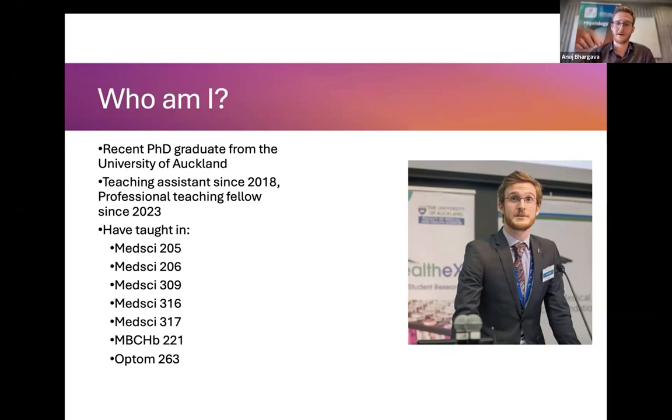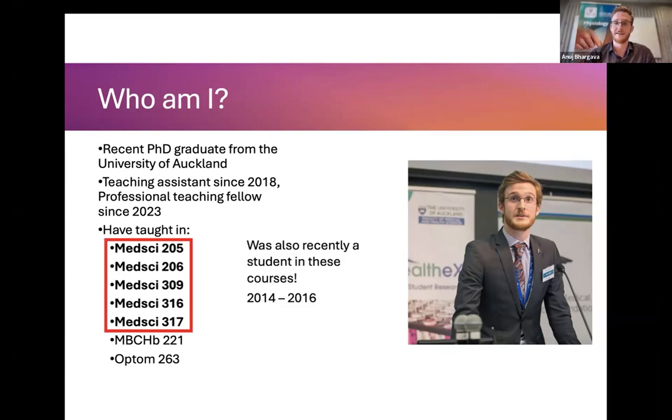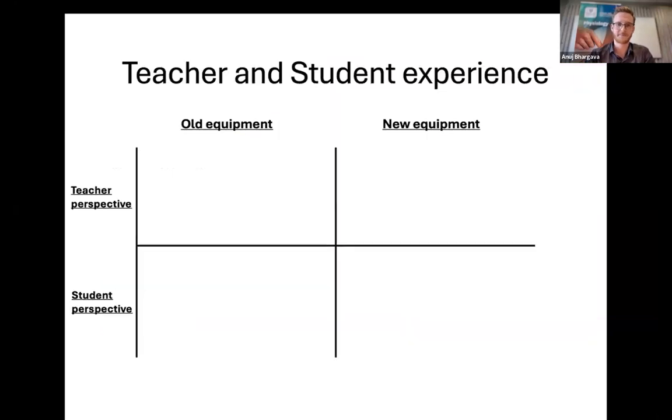But more importantly, in my opinion, I was also fairly recently an undergraduate student in many of these same papers and labs myself, meaning that I like to think I have experience on both sides of the lab bench, as it were, which I hope to share in part today.